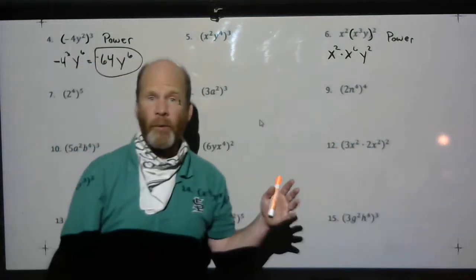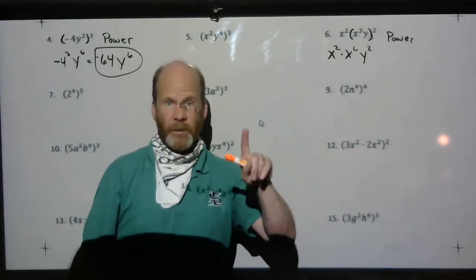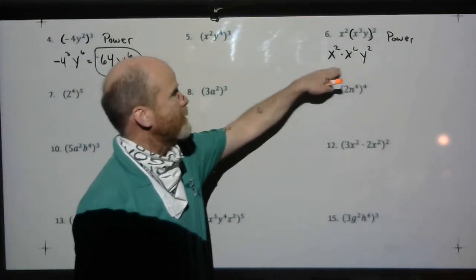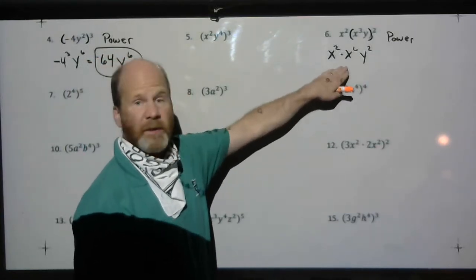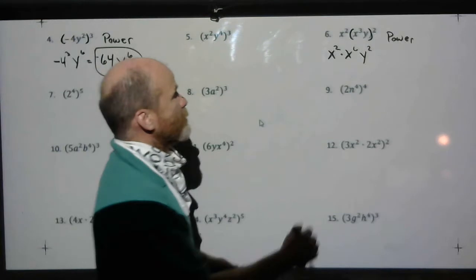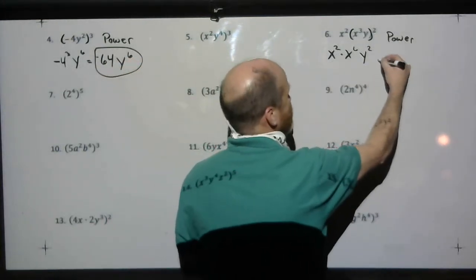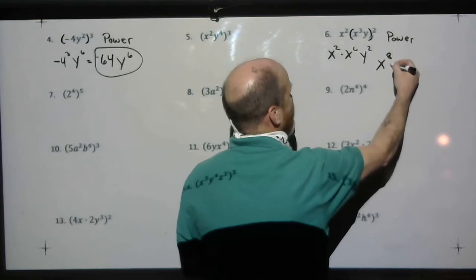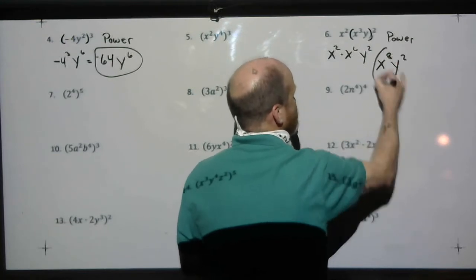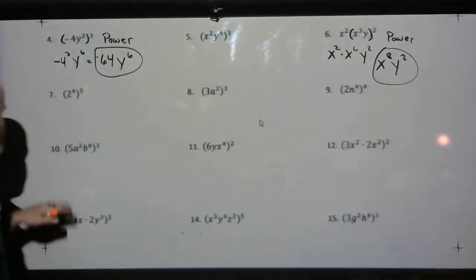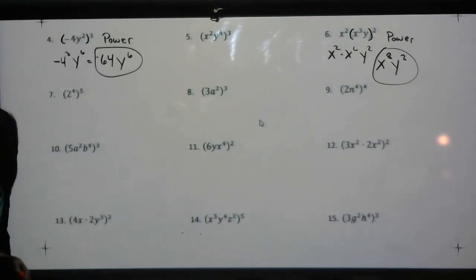Now I used my power rule, but now I have to go back to rule number 1, the product rule, because I'm multiplying exponential expressions here, and now we're just going to add those. So x squared times x to the 6th is going to give me x to the 8th power times y squared. Let's take a look at number 10 here.